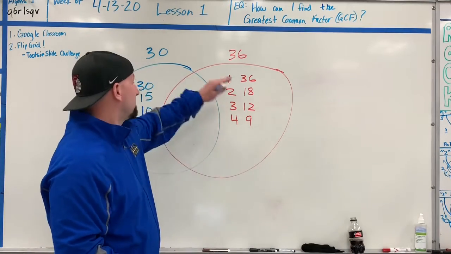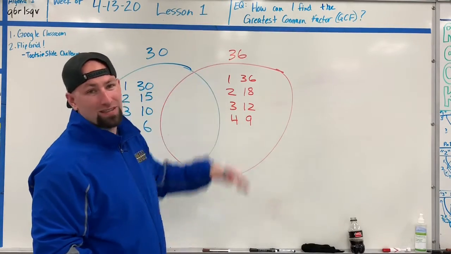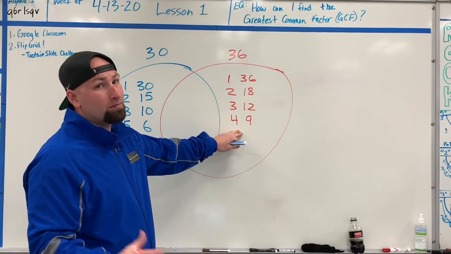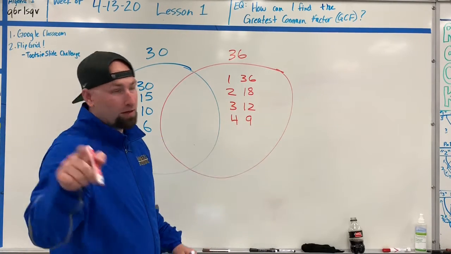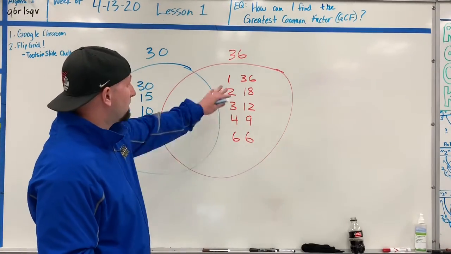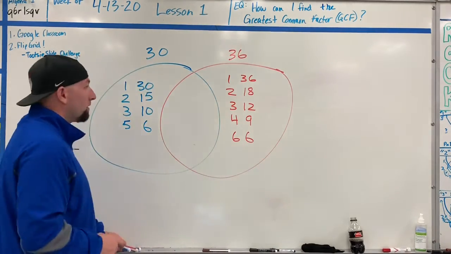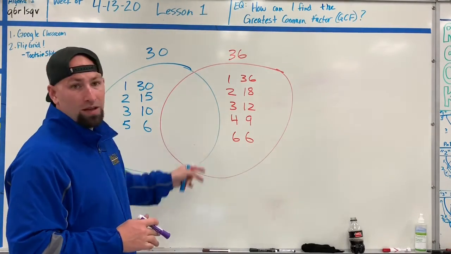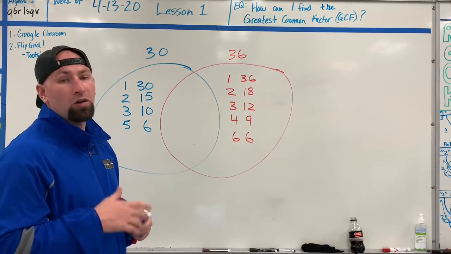5 is a no because 30, and then it'd be 35, so that's off. 6 times, anyone? 6 times 6. All right, so what we're going to do is we're going to take all the numbers that are in both of these, and we're going to circle them, and then we're going to put those in the middle, and then the biggest number of those will be our greatest common factor.